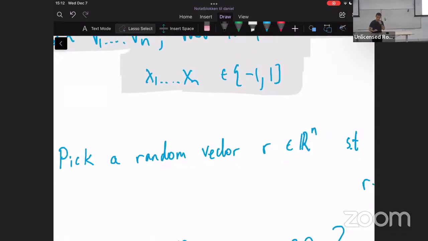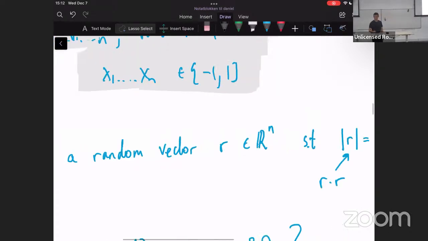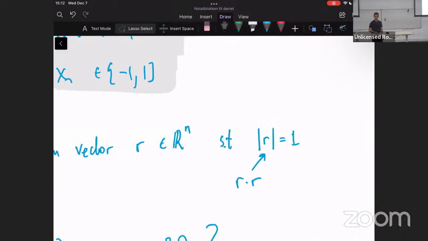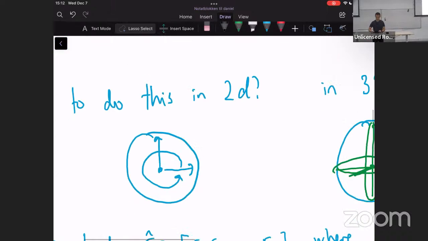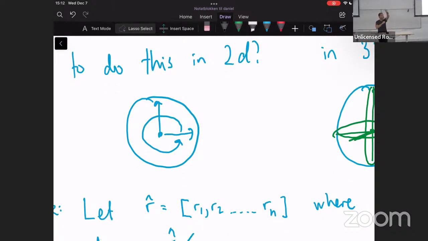What we're going to do is pick a random vector in Rn such that its norm is 1. So in particular, we're picking a random vector on the unit sphere. Point in a random direction. Now here's a funny thing. It's actually not entirely trivial to do this. Picking a random point on the boundary of a circle is fairly easy. You just pick a random angle. Now, how would you do it in 3D?